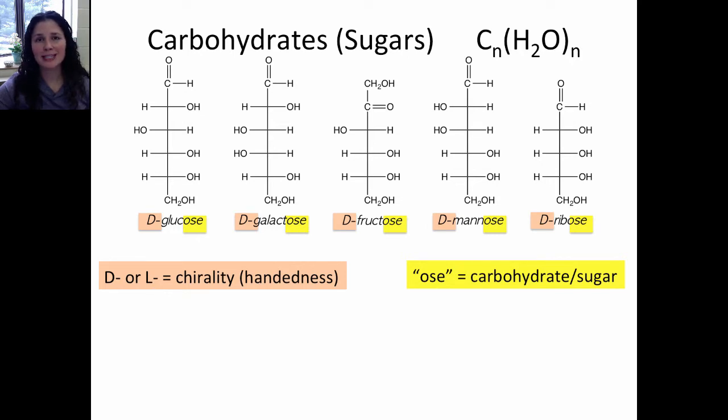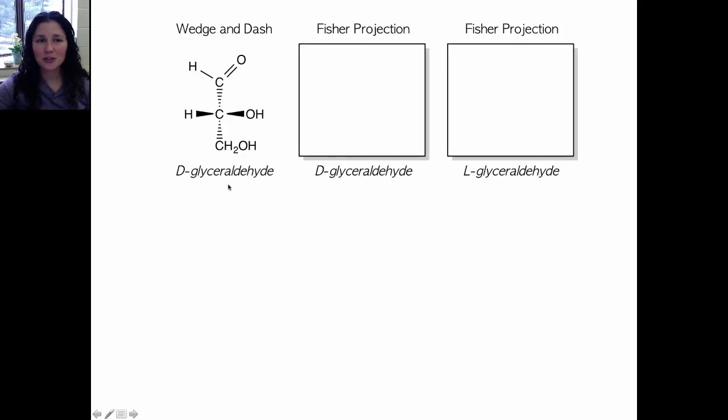Most of the time we will be dealing with D sugars because these are the ones that are biologically relevant. All plants produce D sugars and all mammals metabolize D sugars. And once again, the OSE ending just means that it's a carbohydrate or a sugar. Glyceraldehyde is a 3-carbon sugar. And you can tell that it's a sugar or a carbohydrate because it has 3 carbons, 3 oxygens, and 6 hydrogens. So it fits into the general formula for a carbohydrate.